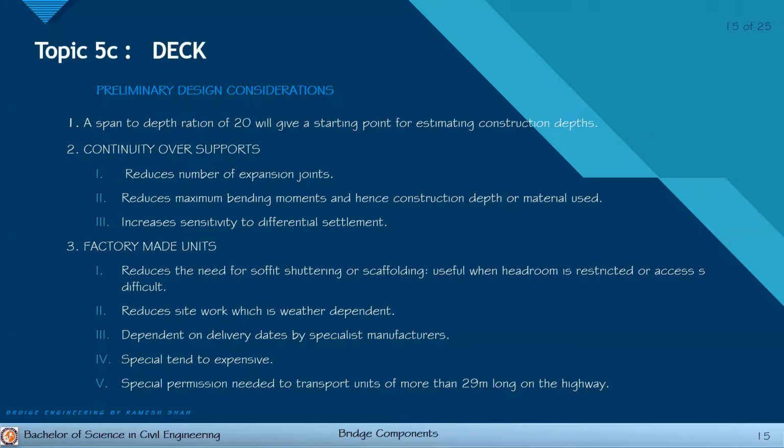The next, special tend to expensive. So, ang mga bridges naman talaga, it takes sa foundation pa lang. Diba? Napakamahal na. So, ito talaga ang mga kailangan i-consider.